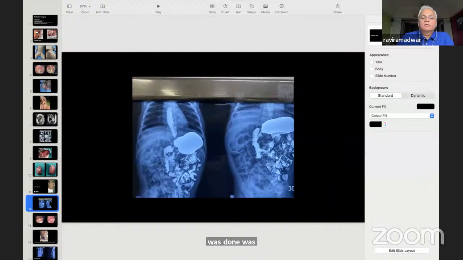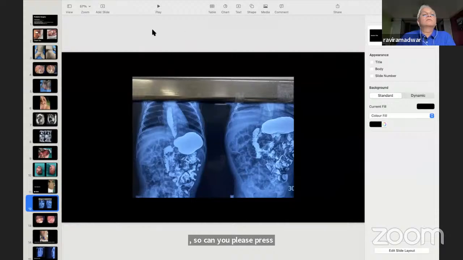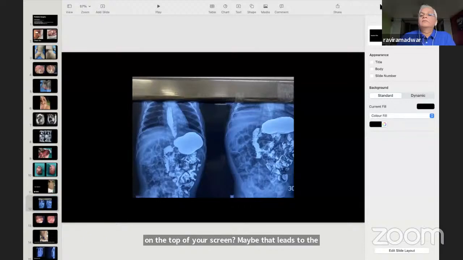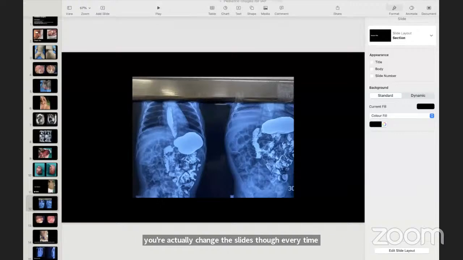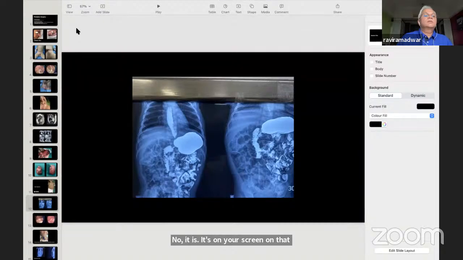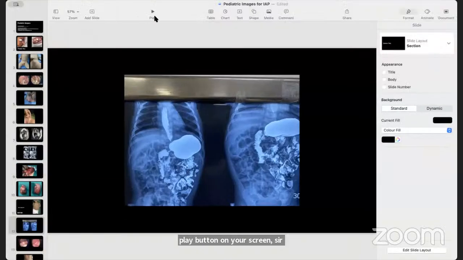Sir, sorry to interrupt. Can you please press the play button on the top of your screen? Maybe that leads to the full screen view, because you have to change the slide every time. It doesn't give me the option of play. No, there is, it's on your screen. We can see the play button on your screen, sir. Where? Between add slide and table. Oh, I can't see that. Hang on, 1 minute. Your Zoom thing comes in front now, so I can't see. Let me just minimize this. Yes, that one, sir. Yeah, but again, it's not allowing me to.